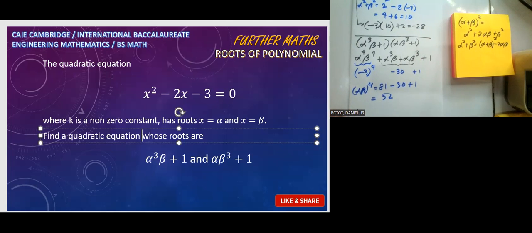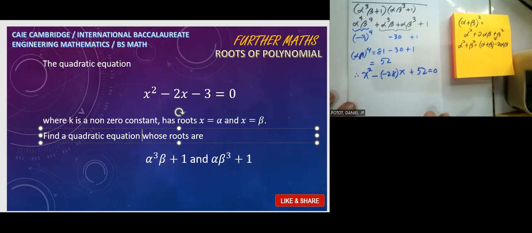Therefore, the new equation is x squared minus the sum, minus negative 28 x, plus the product, which is 52, equals 0. So therefore, you have x squared plus 28x plus 52.